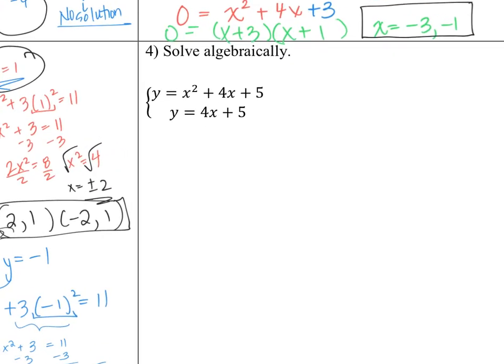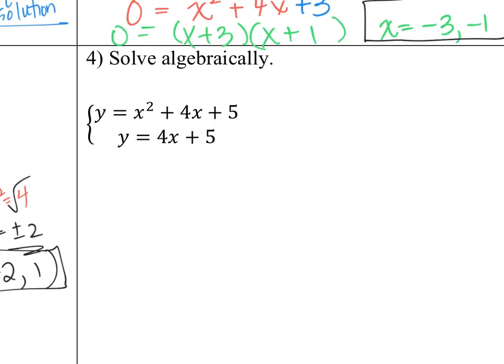Okay, let's look at number 5. Again, it says algebraically. This one looks like it's set up for substitution, so I'm going to take the 4x plus 5 and plug it in for my y. That's going to look like 4x plus 5 equals x squared plus 4x plus 5. And so we have a quadratic equation. I want it equal to 0, so I'm going to move the 4x and the 5 over.